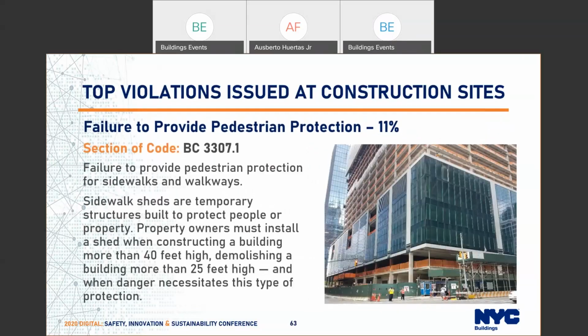Failure to provide pedestrian protection is the second most commonly issued violation. Typical reasons for issuing violations are missing construction fence, missing walkways for pedestrians, missing sidewalk sheds. Again, you can see some of these examples in this photo. Sidewalk sheds are temporary structures built to protect people or property. Property owners must install a shed when constructing a building more than 40 feet high, demolishing a building more than 25 feet high, and when danger necessitates this type of protection.